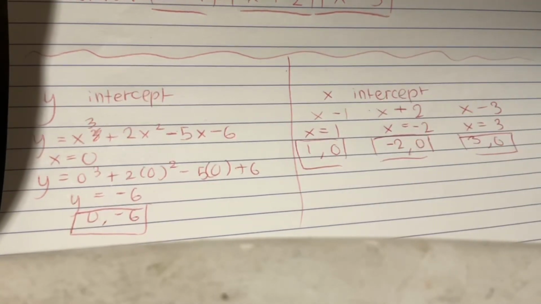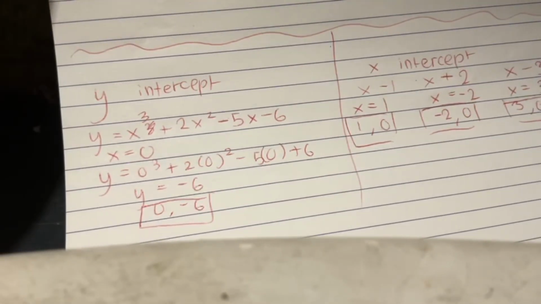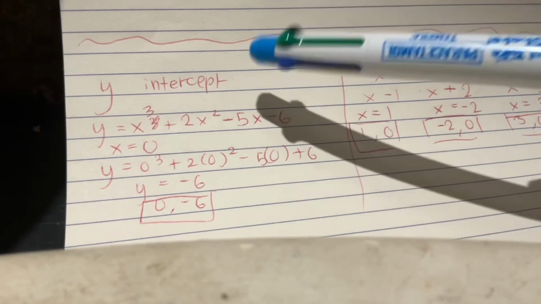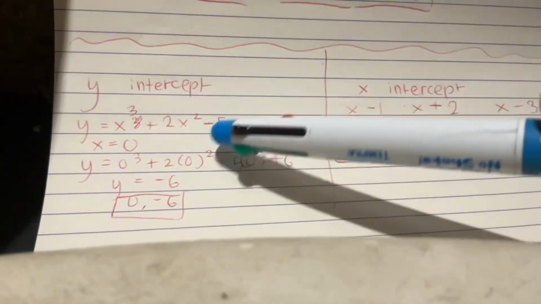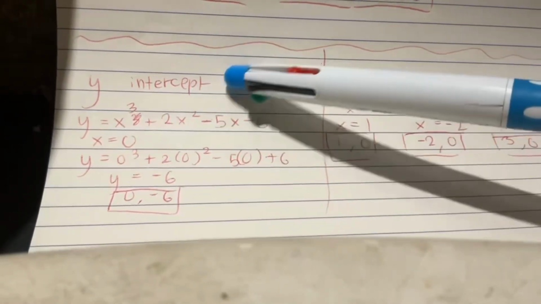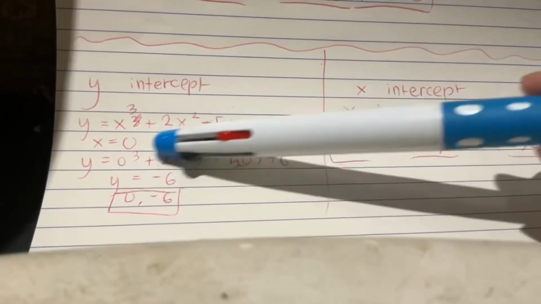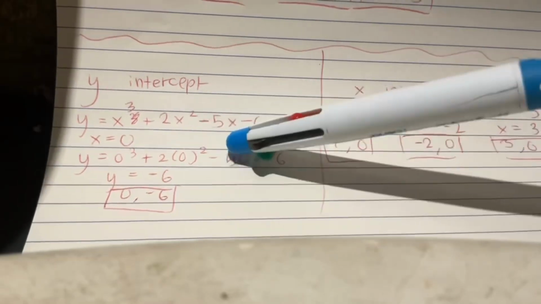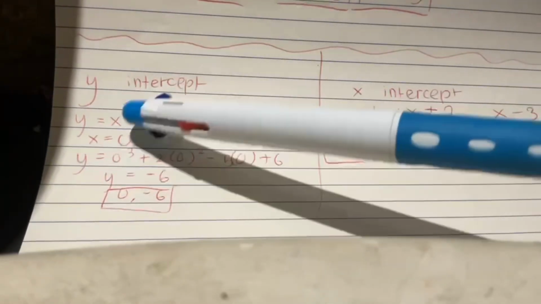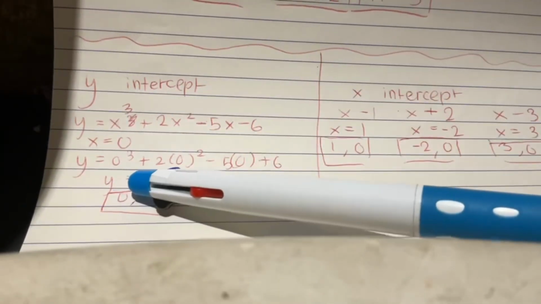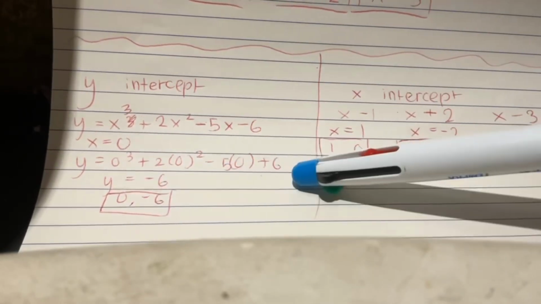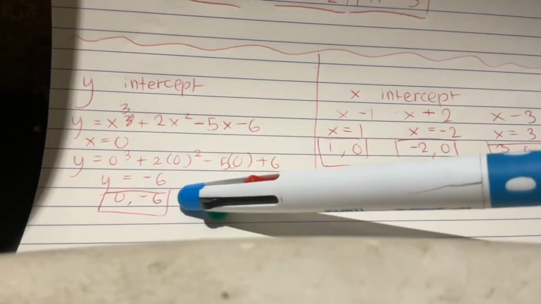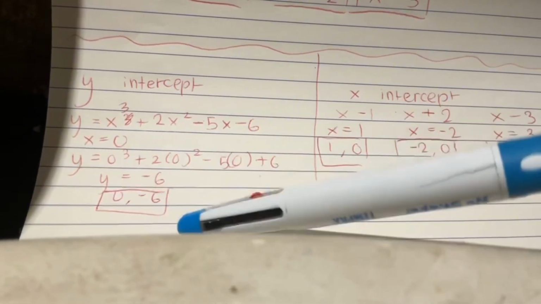Now let's move on to the y-intercept. This is also easy, but I find this one easier. To get the y-intercept, we just need the equation, the problem we're having right here. You see that I wrote it down. So x is equal to 0. Just substitute 0 for x and simply solve it, and the answer is -6. So therefore it's 0 and -6.